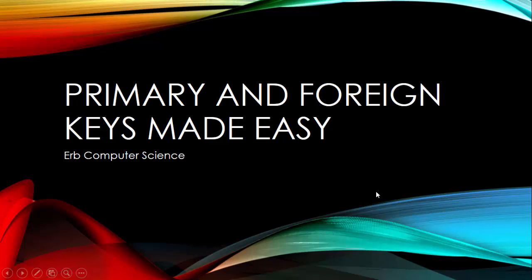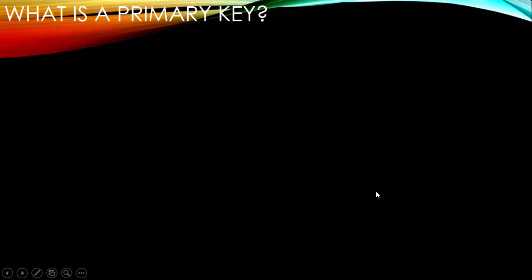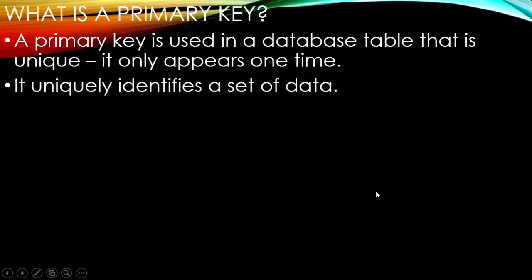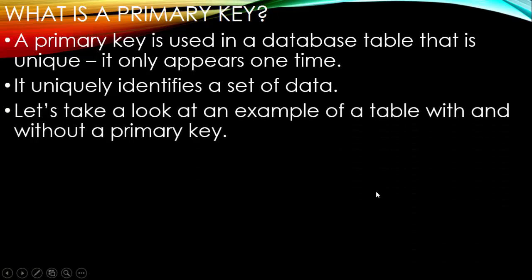In this video, we take a look at primary and foreign keys, focusing on them and making them easy to understand. So what is a primary key? A primary key is used in a database table that is unique, meaning it only appears one time. It uniquely identifies a set of data. So let's take a look at an example of a table with and without a primary key.